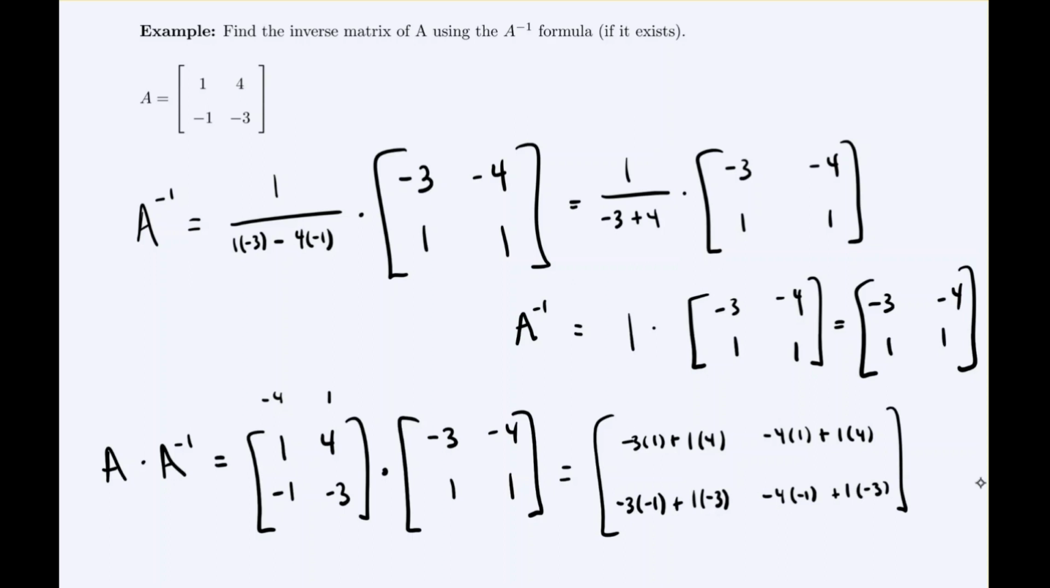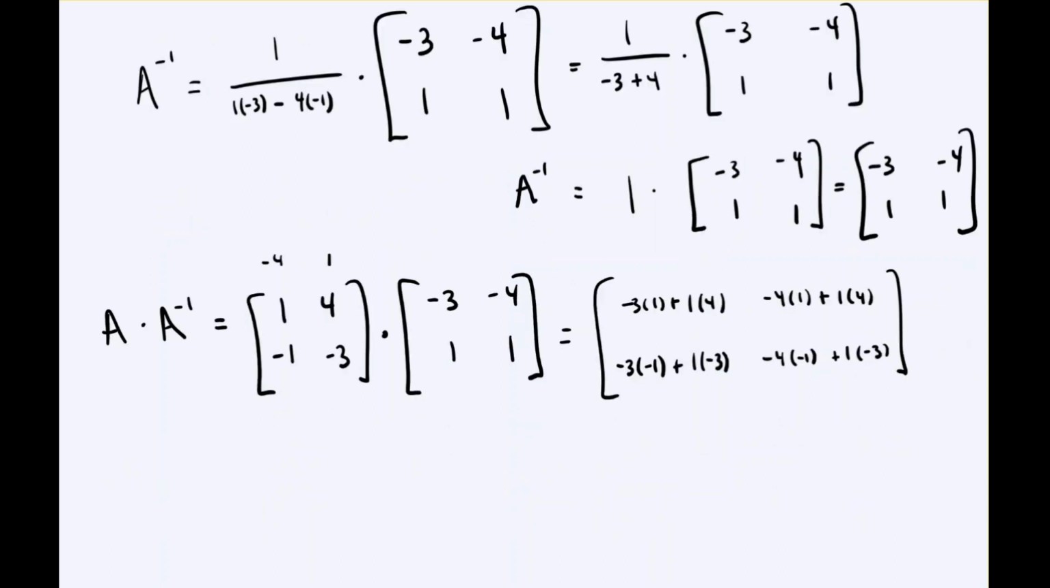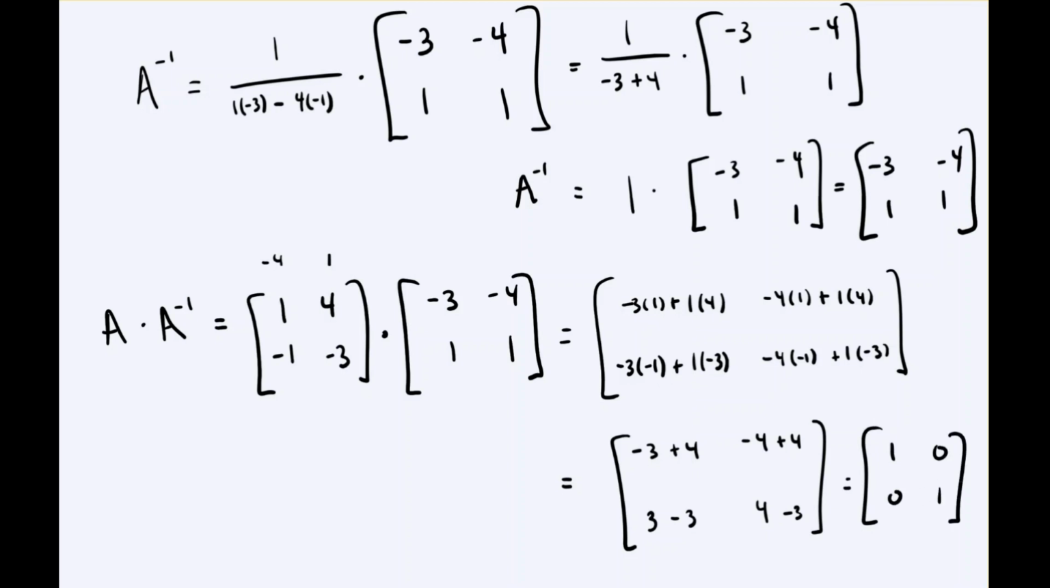And now we simplify this. Negative 3 plus 4, 3 minus 3, negative 4 plus 4, 4 minus 3. And that would simplify nicely to the identity 1, 0, 0, 1. And that verifies for us that they are inverses, so we did find our exact right answer.